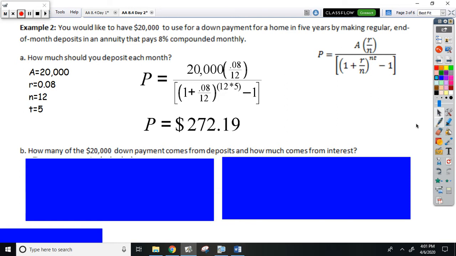Again, if you're struggling with the calculator, you may want to type the top part in, get an answer. The bottom part in, get an answer, write them down, and don't round them, and then divide the two.